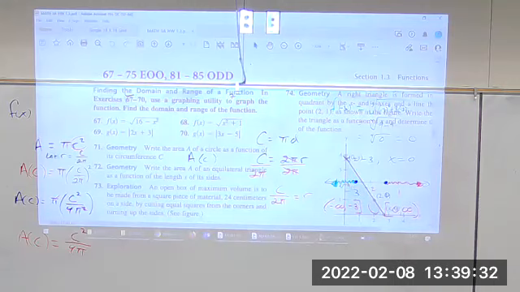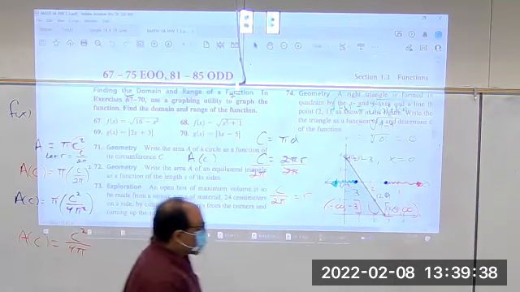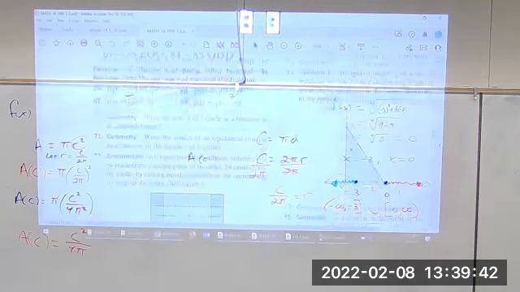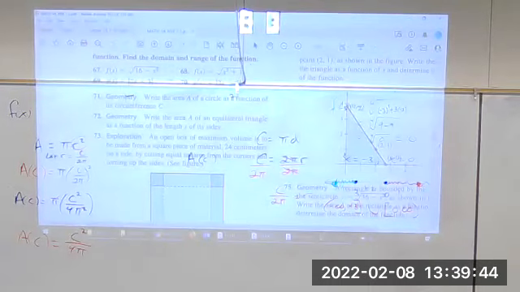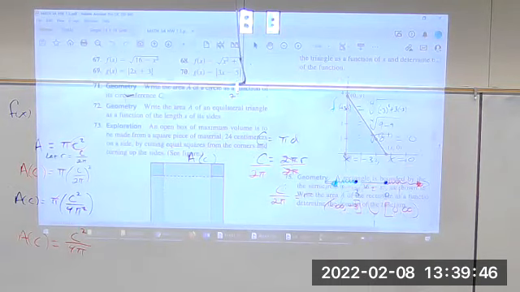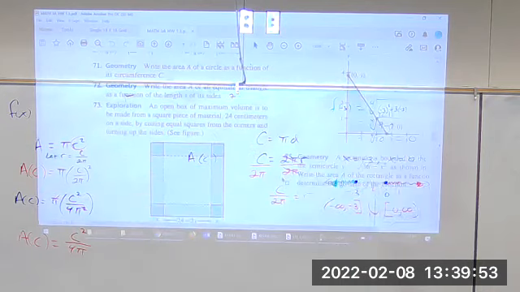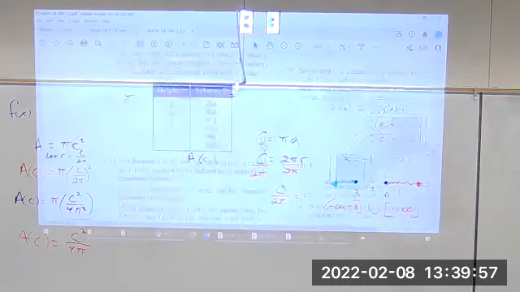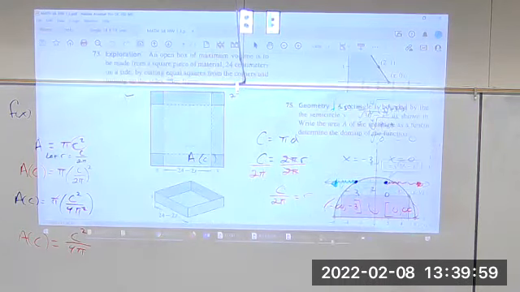So now you have to choose between 73 and 75. 73: An open box of maximum volume is to be made from a square piece of material, 24 centimeters on one side, by cutting equal squares from the corners, turning the sides. So it's part A, part B, part C, part D. Or 75.